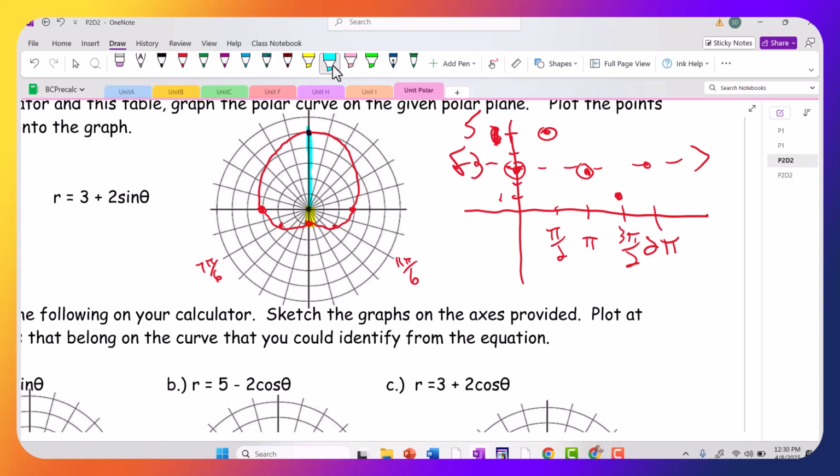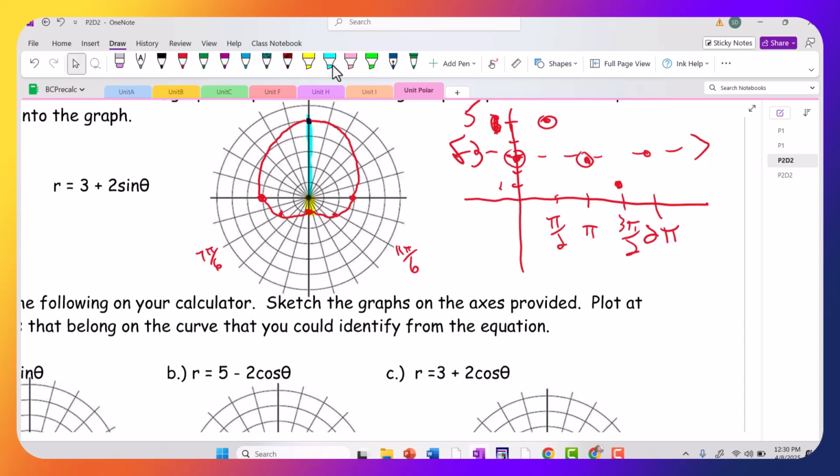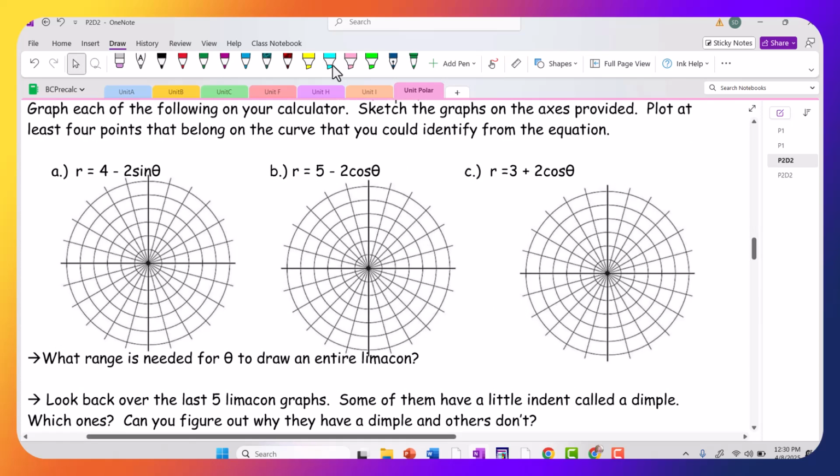Okay? So the difference between 3 and 2 is 1. That's how far the dimple is away from the origin, or the pole. And then 3 plus 2, 5, that's how far the longest point is, and know that this is a positive sine, so it's 5 up. But you can input output and prove that that's what's going on there. You usually only do 4 points, and then I know what I'm dealing with, so I know what to graph after that. Okay, now this is a little bit weirder.